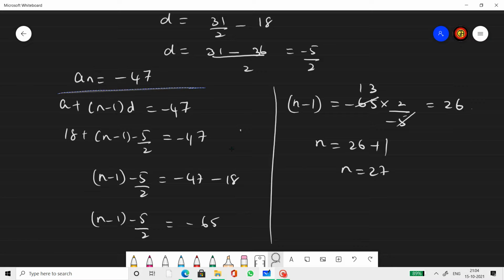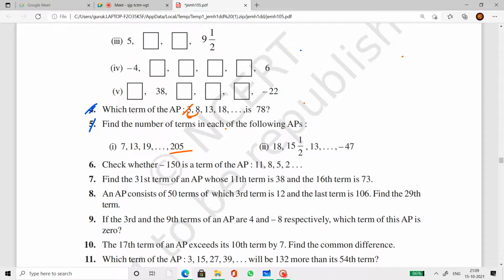They've given an as minus 47. So A plus n minus 1 into D equals minus 47. All the values that you know, just apply that. Find the value of n. So first I took the 18 to this side. Minus 47 minus 18 is minus 65. Then I brought this minus 5 by 2 to this side. So it will be into minus 2 by 5. 65 and 65 will get cancelled. The end result is 27.